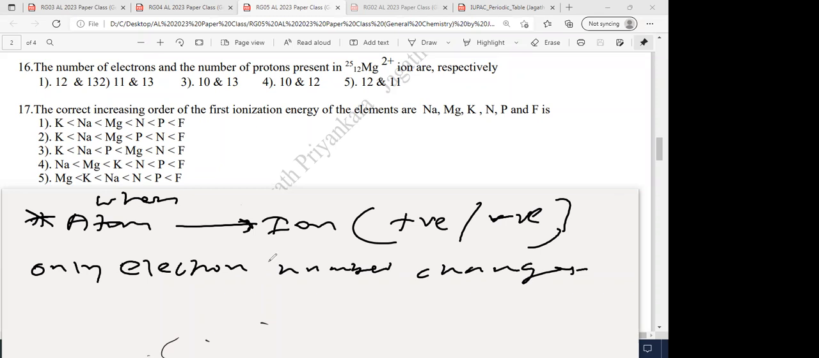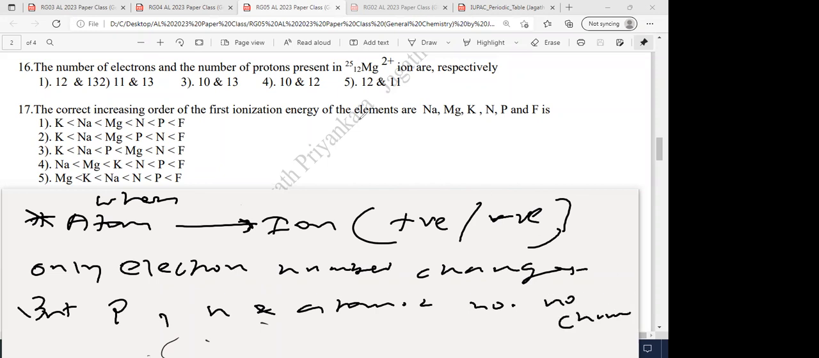But proton, neutron and atomic number have no change. Very, very important: atomic number has no change. So atomic number is 12. Atomic number 12 means protons are 12, and since atomic number has no change, protons remain 12, not 13. So this is the only answer which contains 12 protons, right?